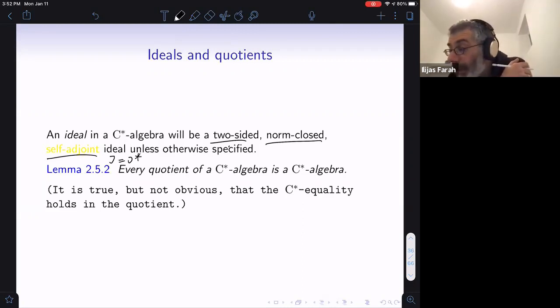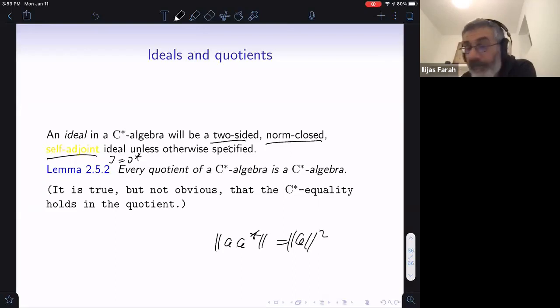Now, if you have an ideal like this, you can take a quotient Banach space, since it's a norm-closed subspace, and you can also define addition, multiplication, and you can define the adjoint because it's self-adjoint. So you may think that this lemma, which states that every quotient of a C-star algebra is a C-star algebra again, is a triviality. Well, think again. What is trivial is that every quotient of a C-star algebra is a star-algebra with involution. But what you need to check is the C-star equality, and it's not at all obvious why this should hold in the quotient.